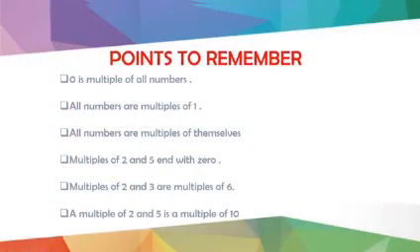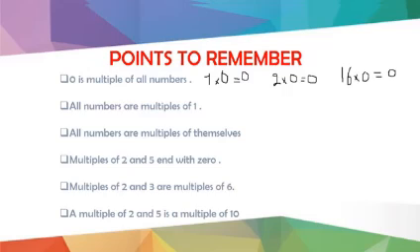Points to remember. 0 is a multiple of all numbers. Why? Since if we multiply any number by 0, we'll get 0. For example, 1 by 0 equals 0, so 0 is a multiple of 1. 2 by 0 equals 0, so 0 is a multiple of 2. 16 by 0 equals 0, so 0 is a multiple of 16. So any number multiplied by 0 equals 0. So 0 is a multiple of all numbers.